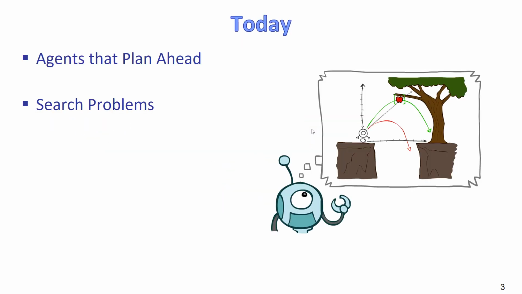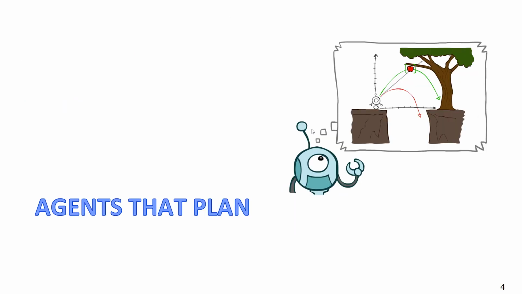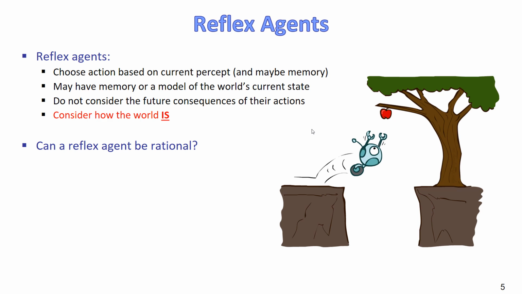Okay, let's now start our new topic, which is we will cover 2 things, inshallah, I hope: the agents that plan ahead and the search problems. So for agents that plan ahead, before we talk about planning agents, we'll talk about what we call reflex agents. A reflex agent considers only how the world looks now, and makes an immediate action without thinking about what could happen in the future.